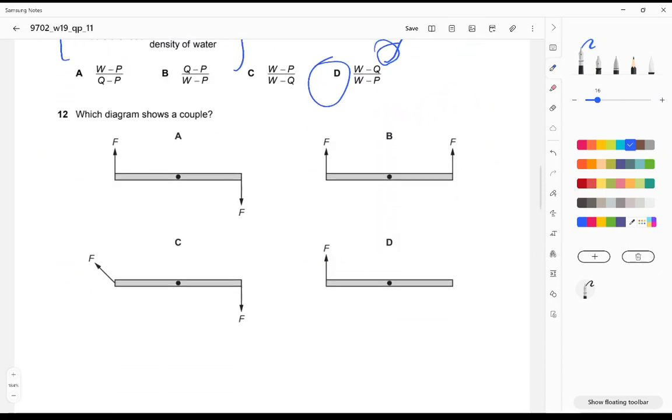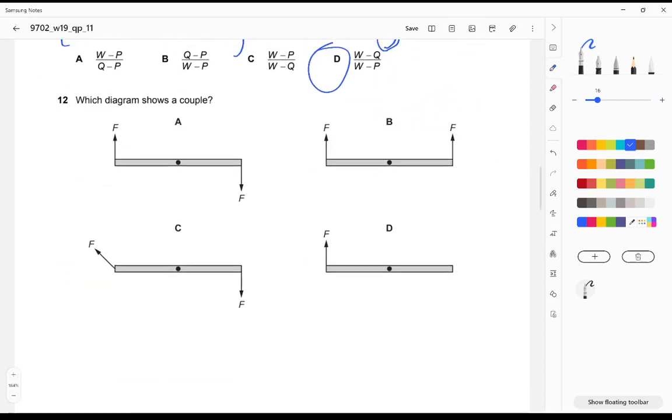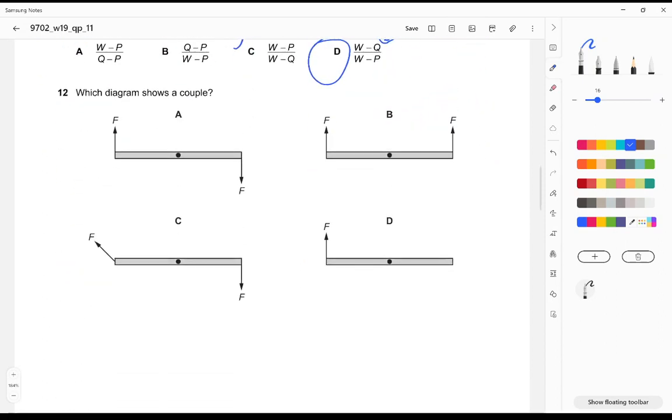So this is done. Let's go to the next question: which diagram shows a couple? Well, if you look at this diagram, the torque of a couple is equal to the product of one of the forces and the perpendicular distance between two forces which are in exactly opposite directions and completely parallel. Okay, so let's look at the options.